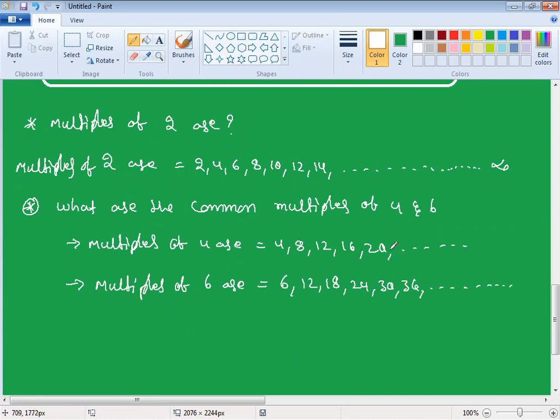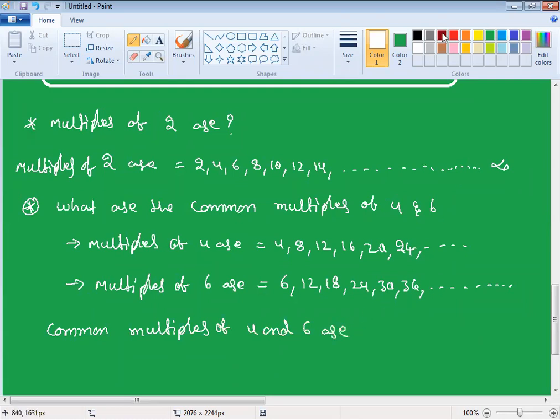I am writing a continuation of the multiples of 4, some more multiples. 20, then you will get 24. Okay, up to 24 is enough. Now he is asking, what are the common multiples of these two numbers, right? Now I'm writing the common multiples of 4 and 6.